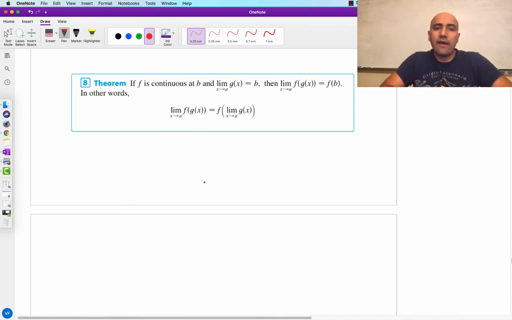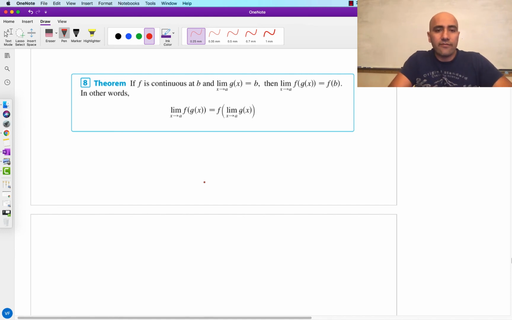Okay, theorem 8. If f is continuous at b and the limit as x approaches a of g of x equals b, then the limit as x approaches a of the composition f composed with g of x is equal to f of b.